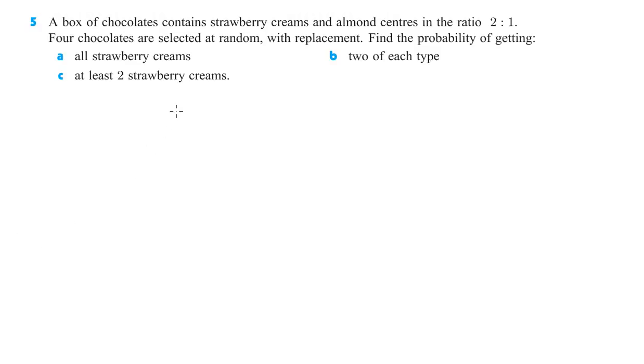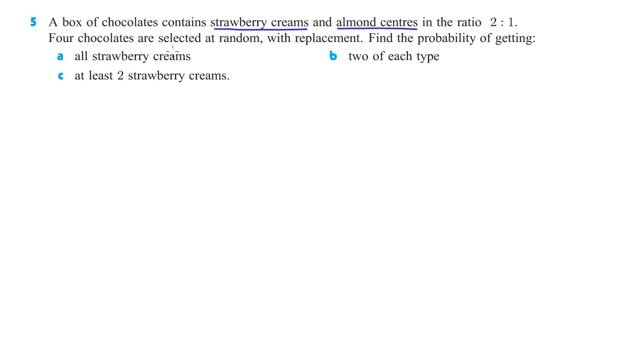Okay. 5, a box of chocolates contains strawberry creams and almond centers in the ratio of 2 to 1. So strawberry cream is one type, and almond centers is another type. So there's a ratio of 2 to 1 for the strawberry creams to almond centers. So for every 2 strawberry creams, there's 1 almond center.